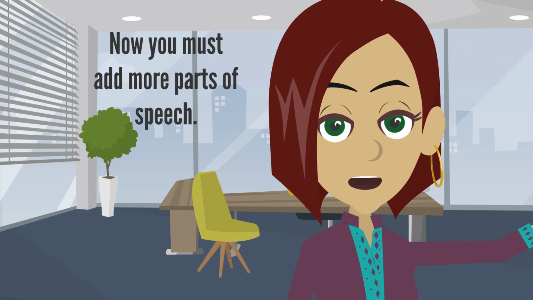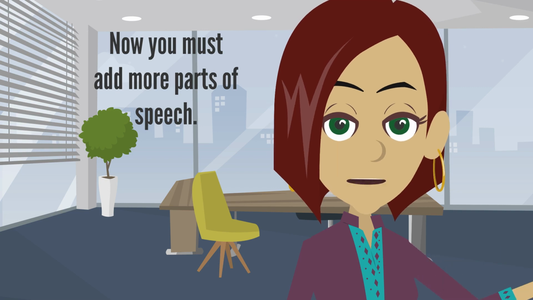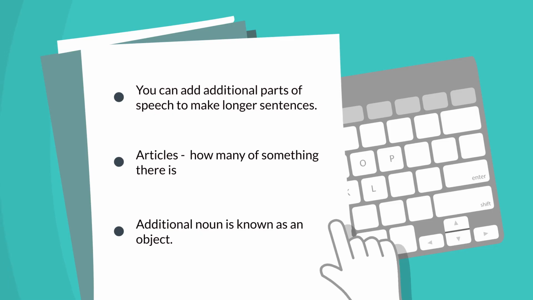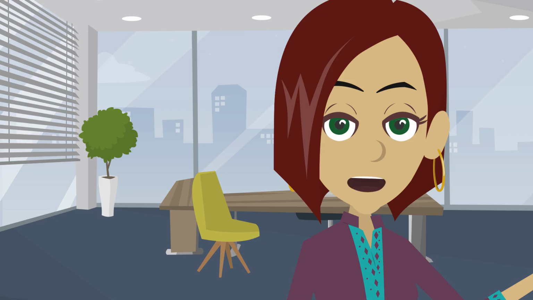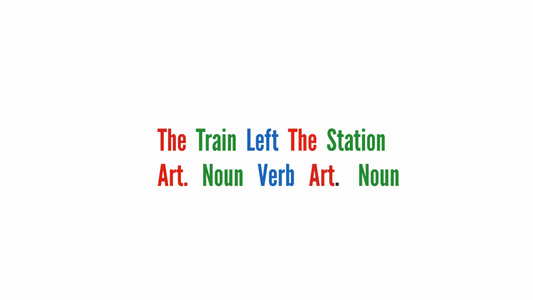Then you have sentences where you must add additional parts of speech. In this case we have added articles, which state how many of something there is, along with an additional noun, which now is known as an object. "The train left the station." Article, noun, verb, article, noun. As you can see, we have a complete train set up and ready to go. We have an article, noun, verb, article, and another noun.